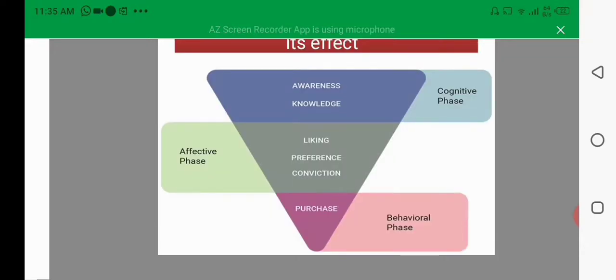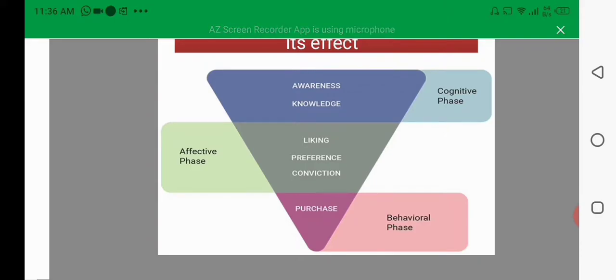The stages of consumer buying behavior, as we discussed: the first stage is awareness and knowledge, and then the cognitive phase where they start thinking and feeling about it. Then the affective phase is liking, preference and conviction, and then the behavior stage is to make the decision. So this was all for understanding the theories and models available when we make a communication plan.